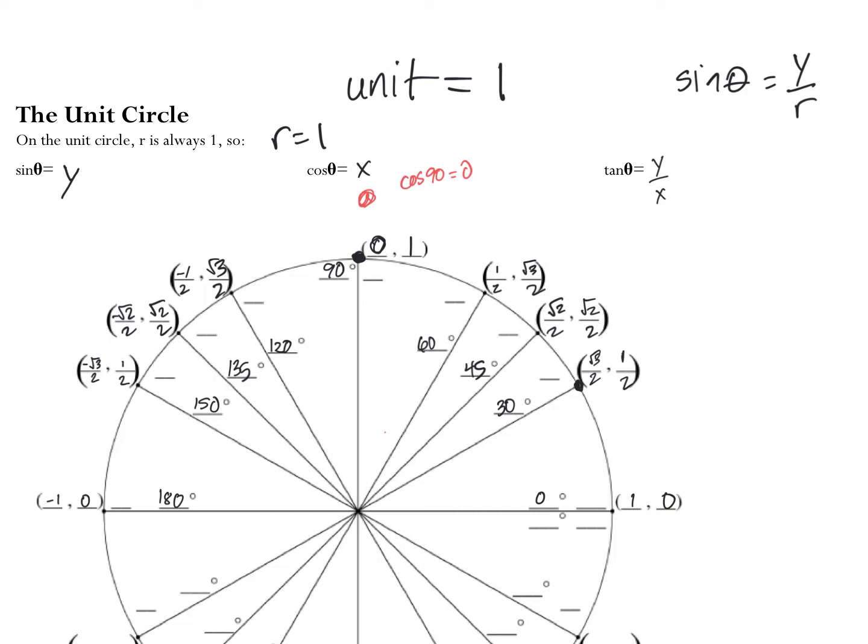So far, does this feel manageable? Okay, real quick, what is the cosine of 150 degrees? Negative square root 3 over 2. You just go to the x-coordinate of 150. Is it okay?